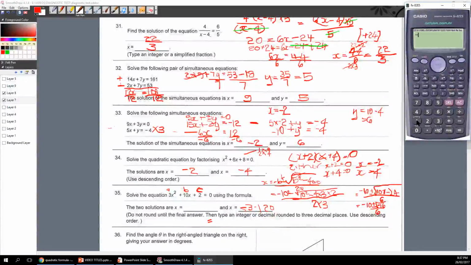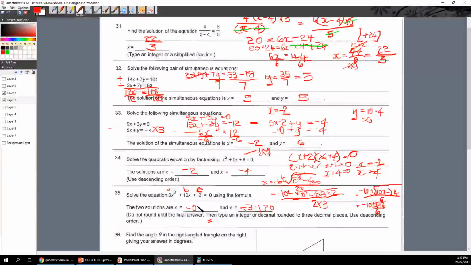Then we've got to find the other value, which is all clear, and that's negative 10 plus, or is it minus? I think it's plus square root 76, negative 10 plus square root 76 equals, divided by 6 equals, and we want it as a decimal, negative 0.214.